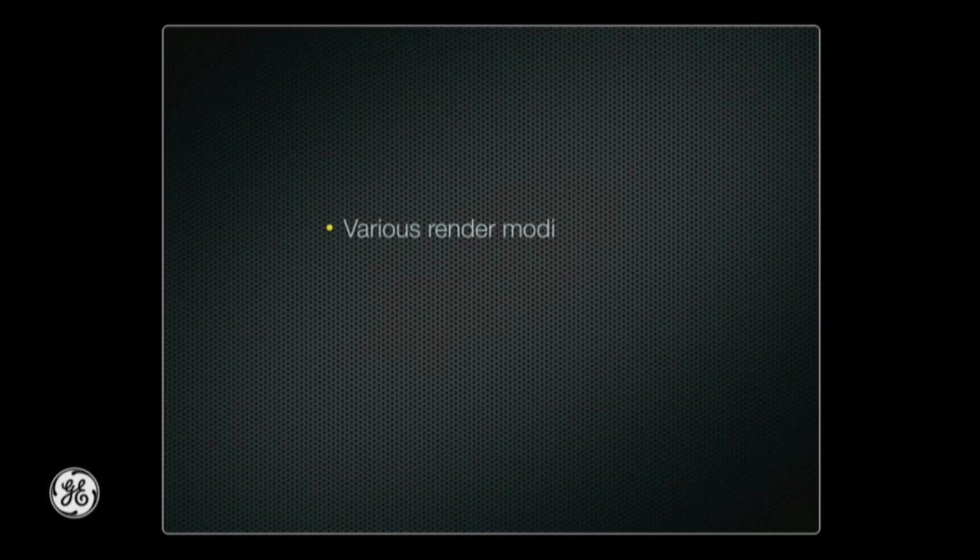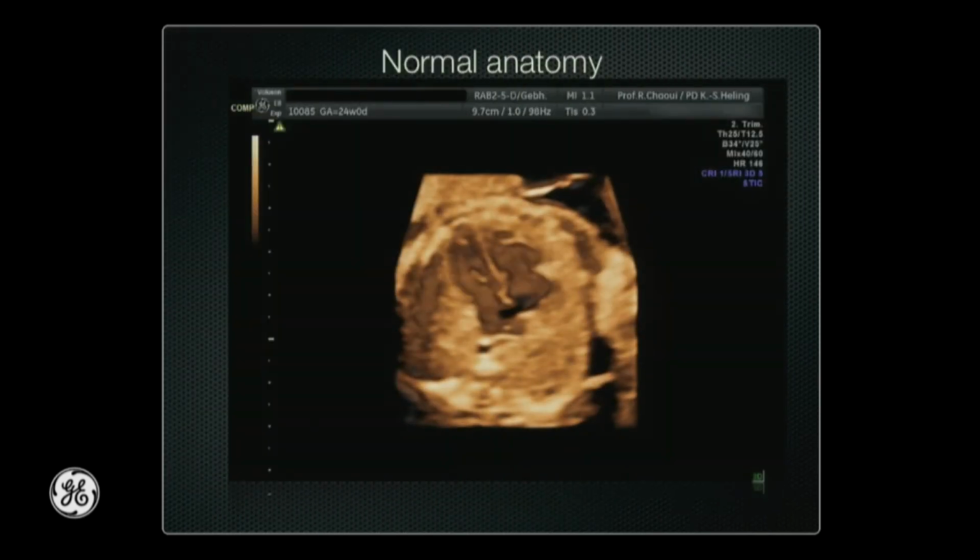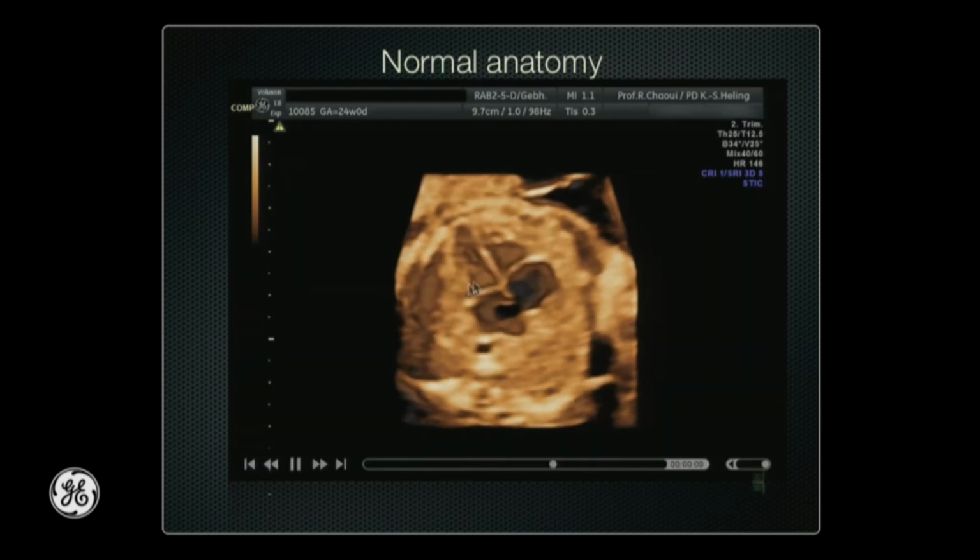Now we come to the different render modes in the fetal heart. First we start with normal anatomy, and with surface mode you see all the different structures: the right ventricle, the left ventricle, the ventricular septum, the movement of both AV valves, the inflow of the inferior vena cava below the foramen ovale, dividing the blood flow to the right and to the left atrium.